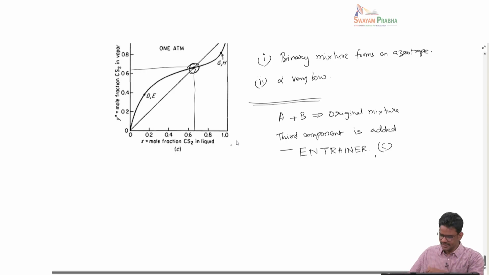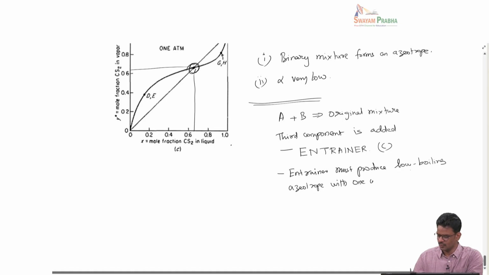And so let me also write it here, that the entrainer must produce or form a low boiling azeotrope with one of the constituents of the original mixture.